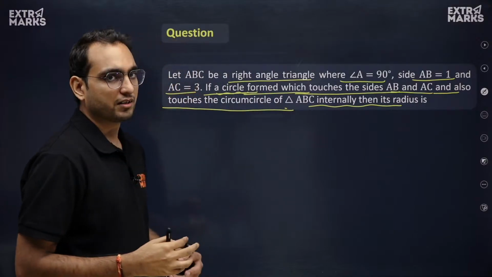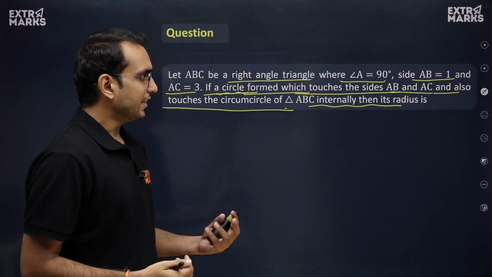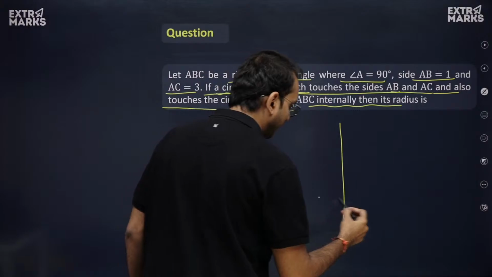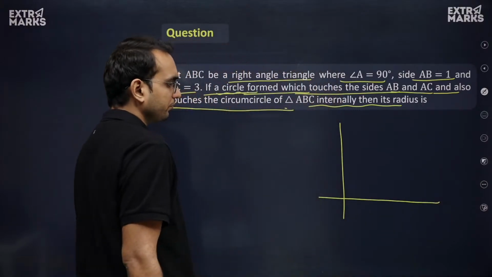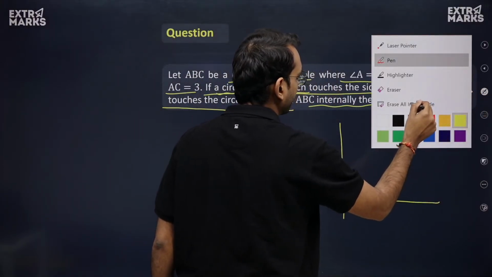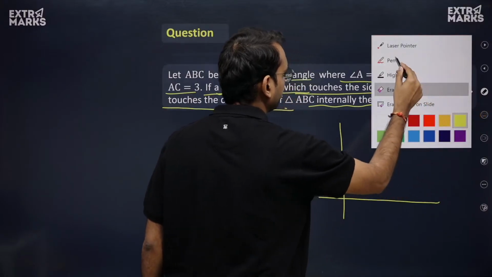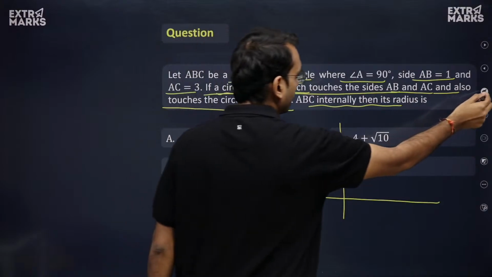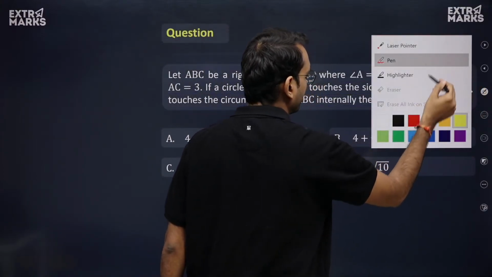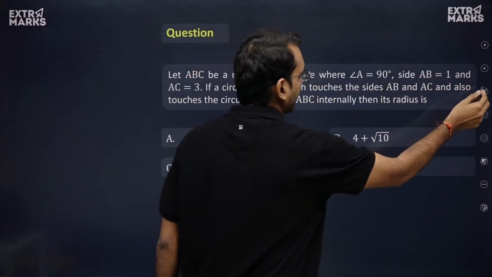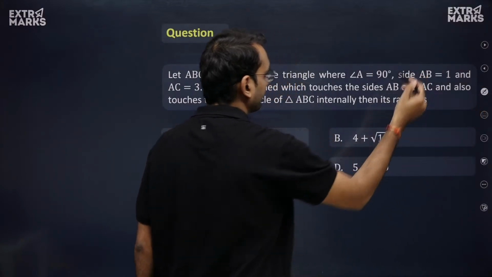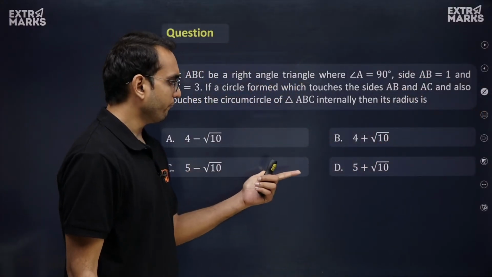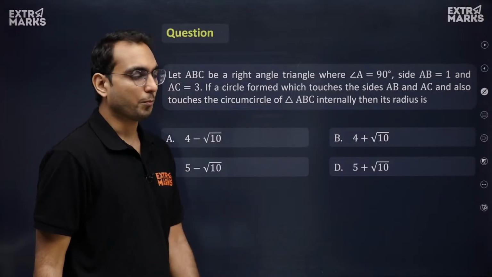So basically internal touching is happening. Let's make the diagram of this and find out. Let's do it on the next page. There are some options also, so it's good that we can see them. The options are 4 minus root 10, 4 plus root 10; some irrational options are there.